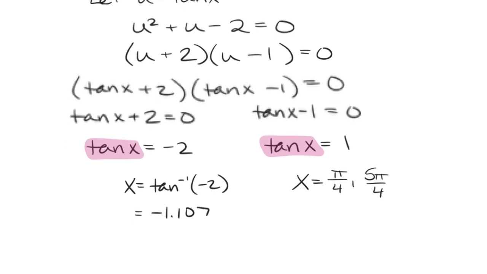For tangent, you're going to add pi to these numbers. Why pi? Because the period of the tangent function is pi. If it was sine or cosine, you'd be adding 2 pi because the period of sine and cosine is 2 pi. But what I want you to do right here is I want you to add pi. Use the pi button.